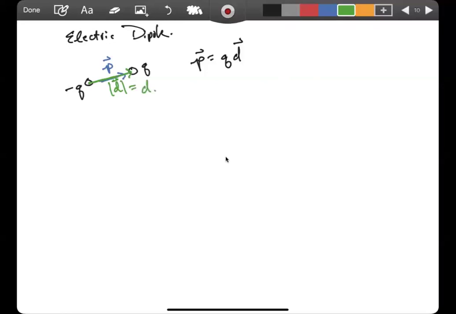Okay, so this is what we call the electric dipole moment. Let's talk about the units of this guy. So this guy is going to have units of what? Coulomb meters. So it's going to be our dipole moments. What we're interested in is what happens if we put our dipole moments here into an electric field. So we want to put this guy into some sort of external electric field.